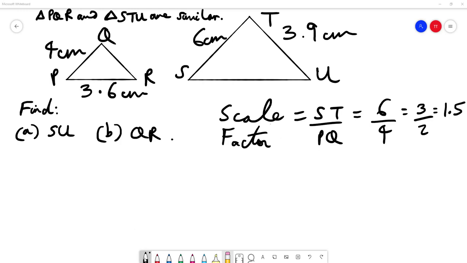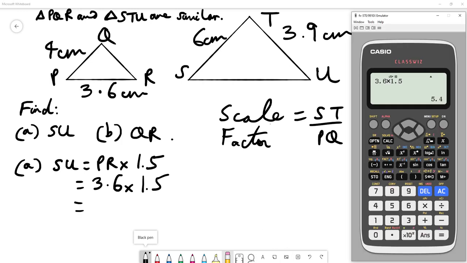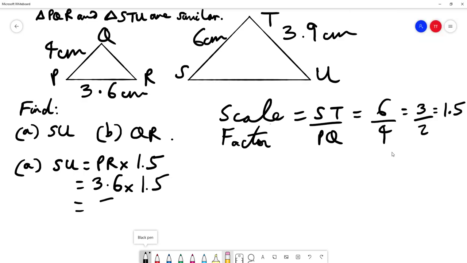Now to solve part A, to find SU: SU is the larger version of PR. So it's PR times 1.5. PR is 3.6, times that by 1.5. We can do that on our calculator: 3.6 times 1.5 gives me 5.4. So we get 5.4 centimeters.